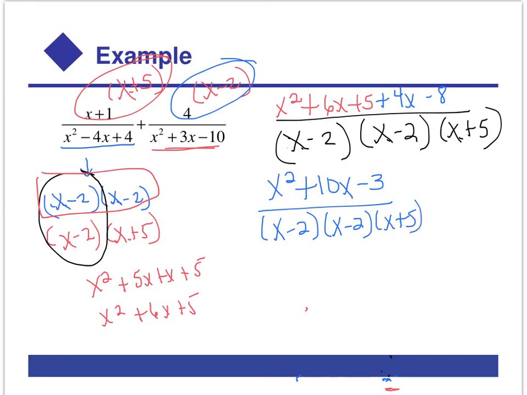Now we need to look and see if we can simplify the numerator. We can't. So we're done. That's our final answer.